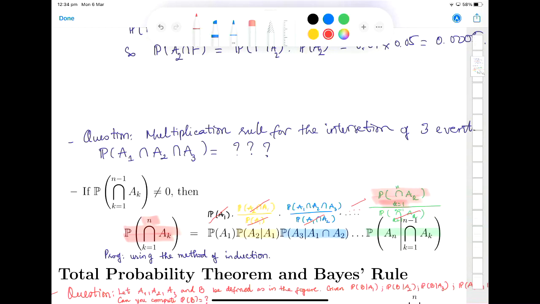Then the last one is the red term, which is the probability of the intersect of AK for k from 1 to n, which is equal to the left-hand side. So now you can prove this inequality just using the definition of conditional probability and expand the right-hand side, then you can obtain the left-hand side. Or you can use the method of induction. Yeah, it depends.